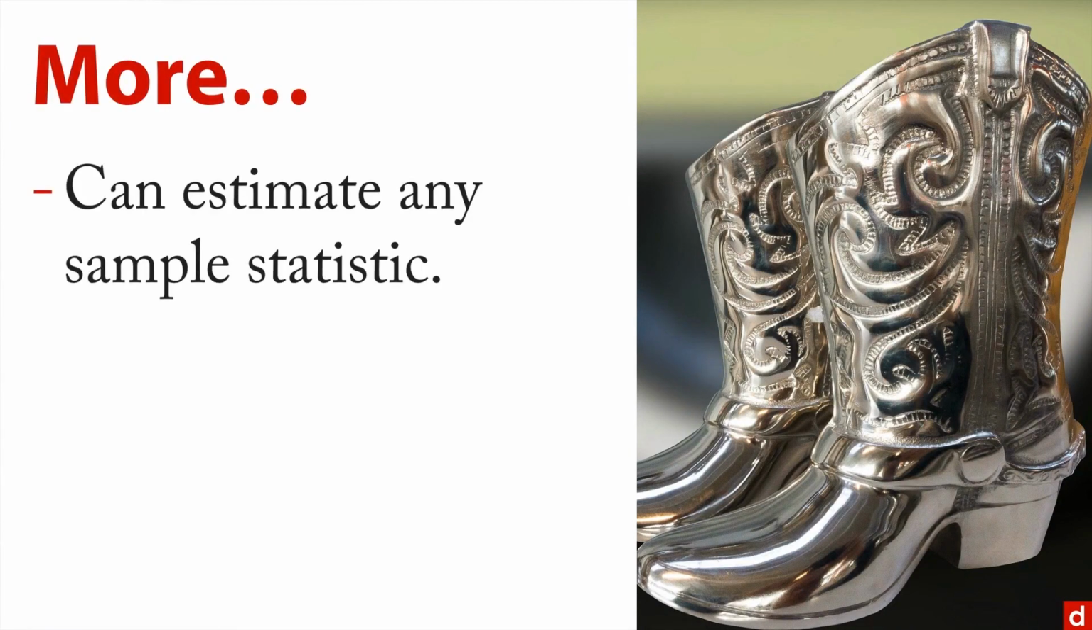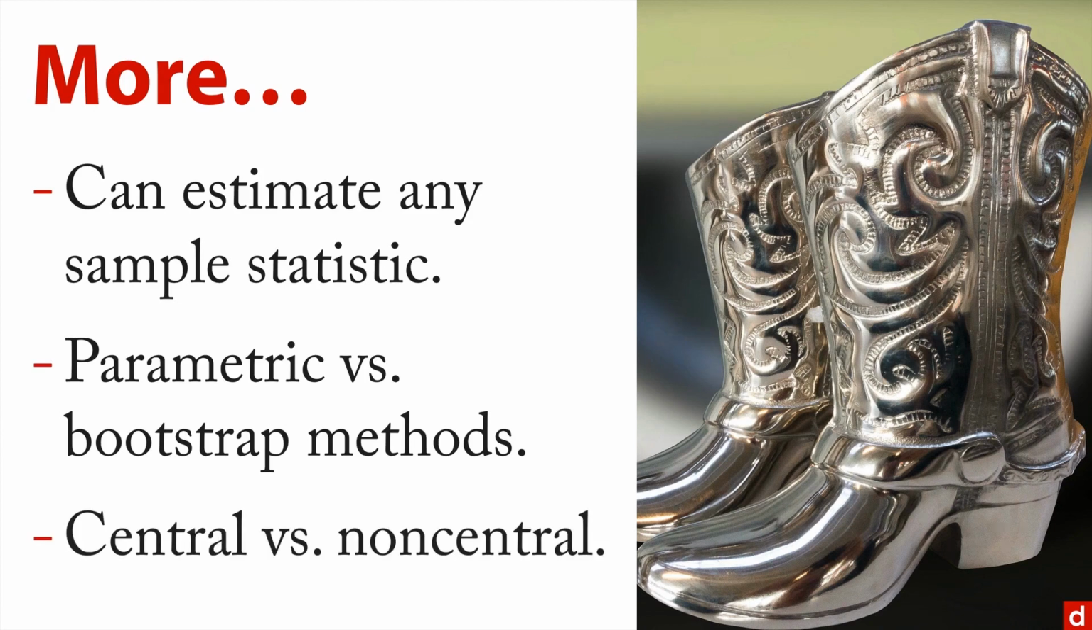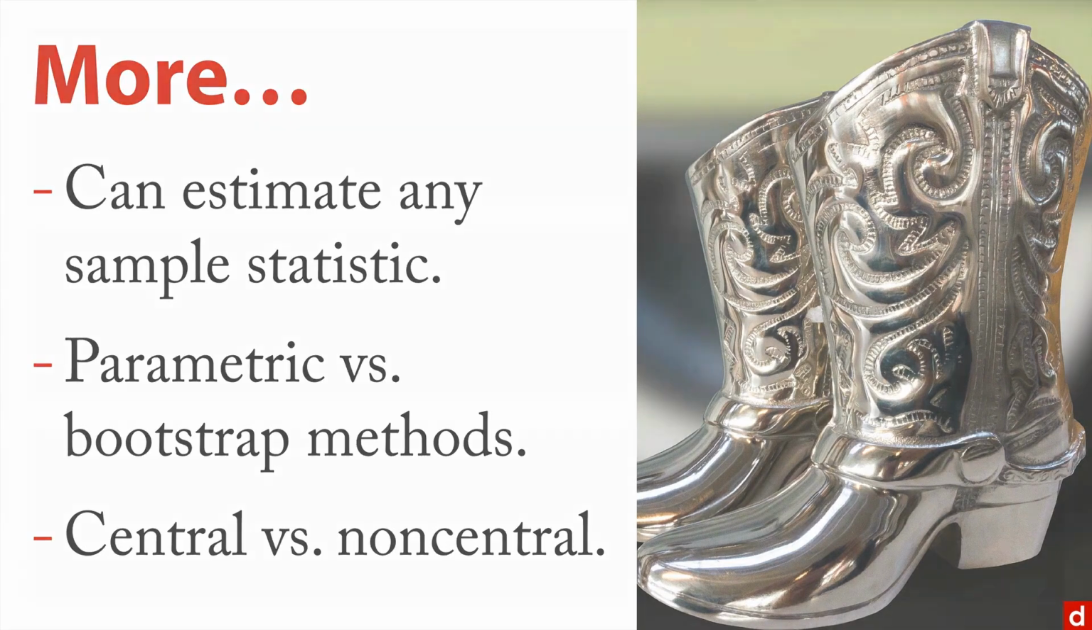Now, I like to think of this as an ability to estimate any sample statistic, and there's a few different versions. We have parametric versions of estimation and bootstrap versions. That's why I got the boots here. And that's where you just kind of randomly sample from the data in an effort to get an idea of the variability. You can also have what are called central versus non-central confidence intervals in estimation, but we're not going to deal with those. Now, there are three general steps to this.